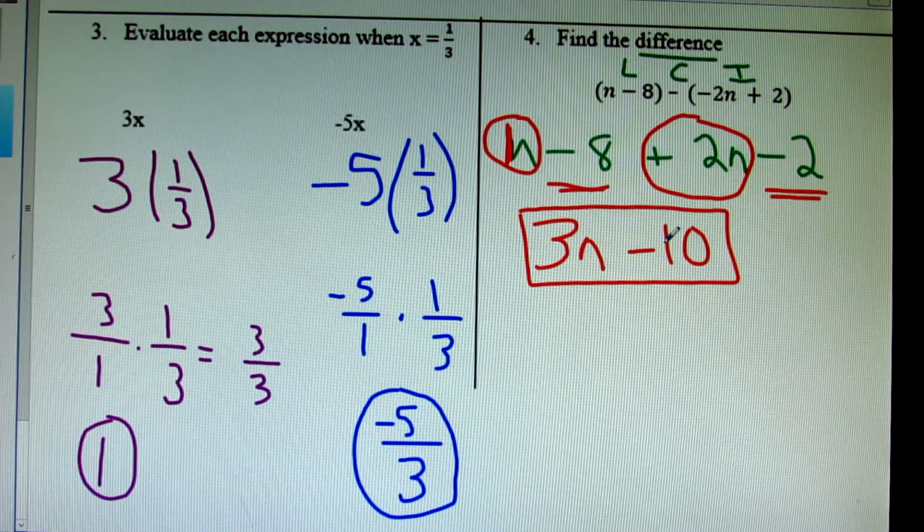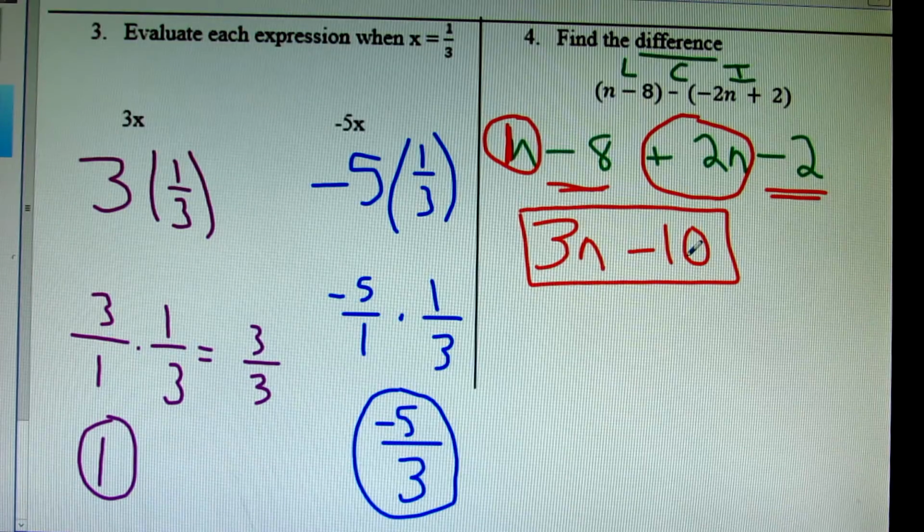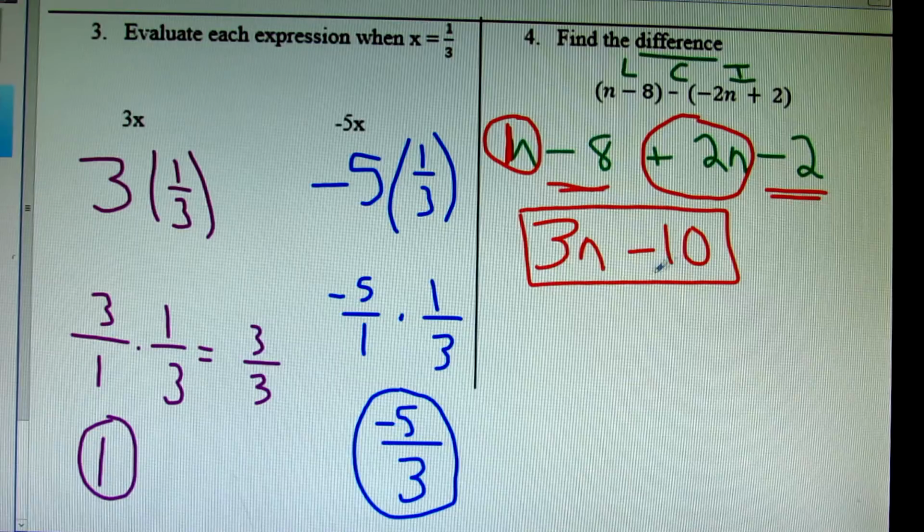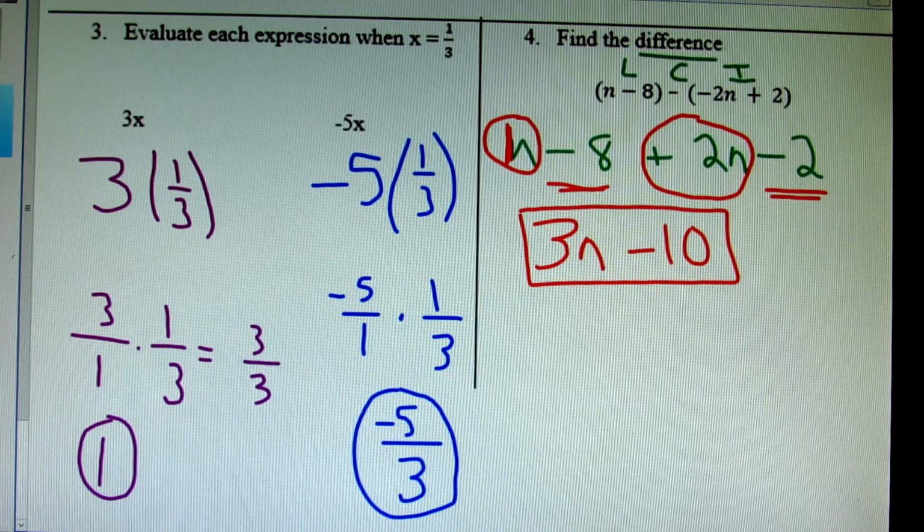Why can't I combine these like terms? Can't combine them because they're not like terms. They don't have the same variable, letter, and they don't have the same exponent.